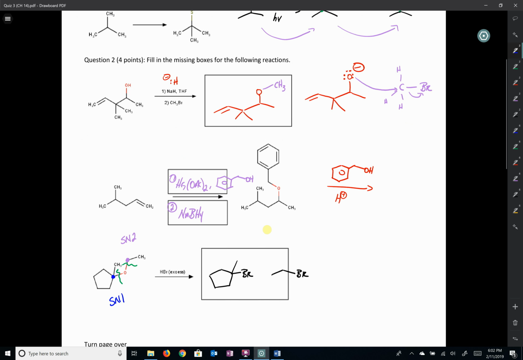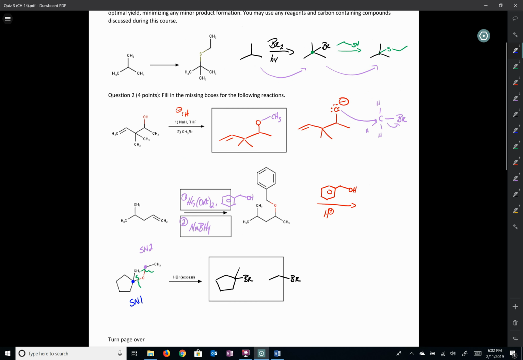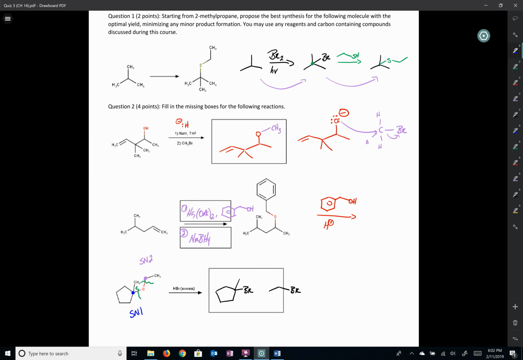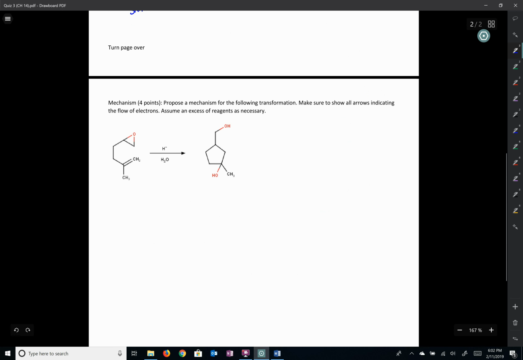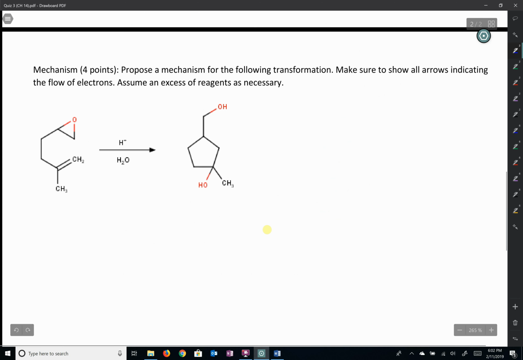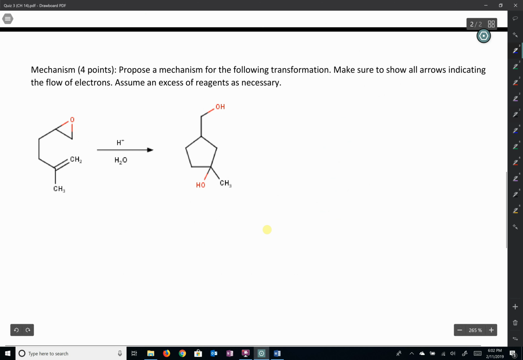All right, so let me zoom out so you guys can see the first 2 questions here. Let's move on to the last one. So this didn't print out clearly here. So just so it's clear, remember we've got acid, H+, right? So we've got acidic conditions.